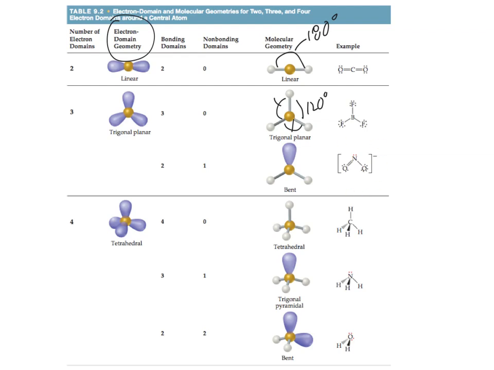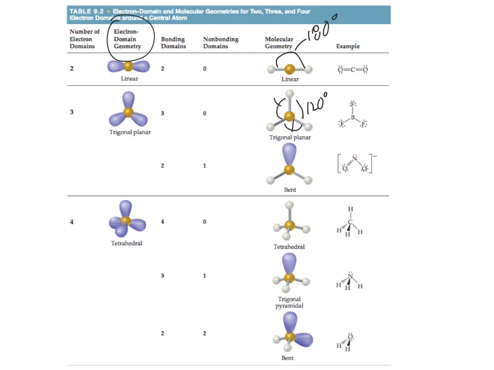Okay, NO2 minus, we've drawn our Lewis structure for this ion. If we look at the central atom, notice there's a double bond here, so that's one electron domain. There's another bond here that's two electron domains, and there's a lone pair. So there's a total of 3 electron domains. So the electron domain geometry, the basic overall geometry for this molecule, is trigonal planar.